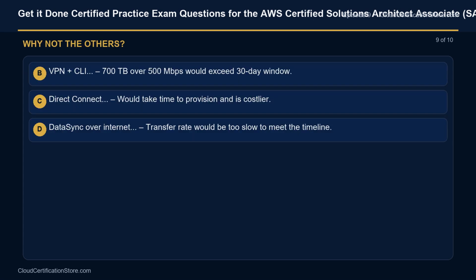Why not option B? VPN plus CLI. 700 TB over 500 Mbps would exceed the 30-day window. Why not option C? Direct Connect would take time to provision and is costlier. Why not option D? DataSync over the internet. Transfer rate would be too slow to meet the timeline.